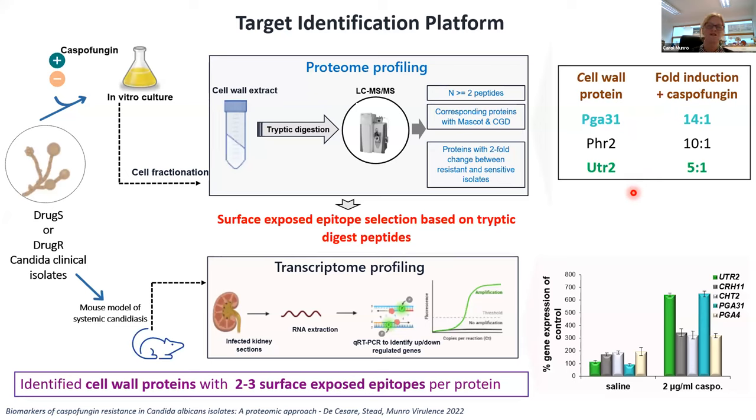We also wanted to identify if these changes were happening in vivo. So we came to the systemic mouse model of candidiasis. We took infected kidneys from the mice, extracted RNA, and did transcript profiling, looking at our favorite genes. The mice were either treated with saline or with caspofungin. In those caspofungin treated mice, we could see that there is higher expression of UTR2, shown here in green, and PGA31. So gene expression is also going up in vivo in a mouse model when the mice are treated with caspofungin.